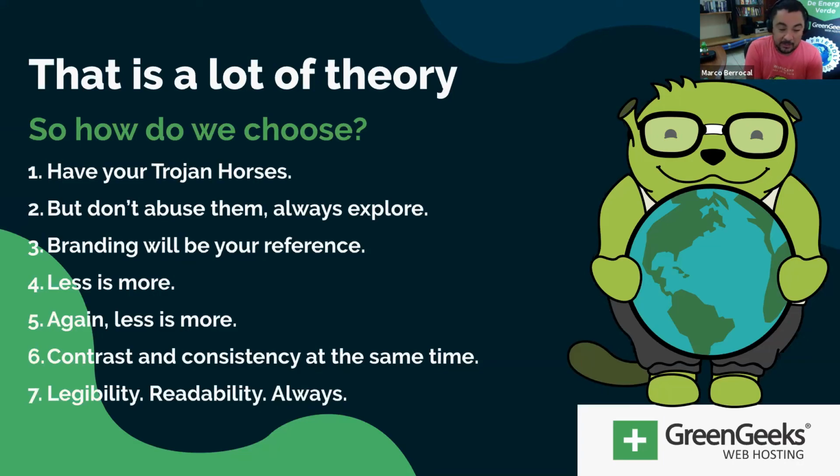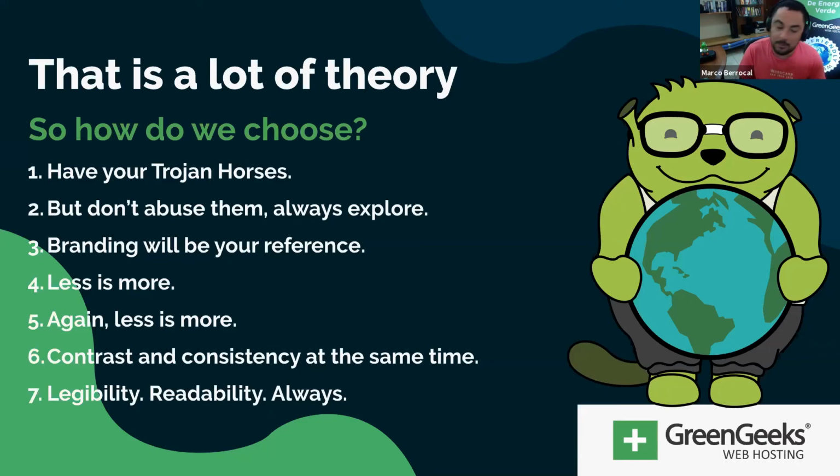Seventh item, legibility, readability. Always keep that in mind. People are going to read your stuff, so make sure it's readable, make sure it's legible always. Because if it's not, people are just going to leave your website and say, okay, bye bye. So always play with that. Always keep that in mind when you are designing.